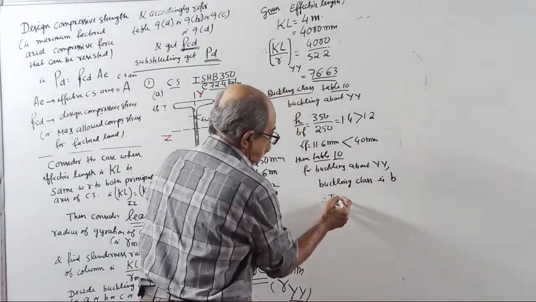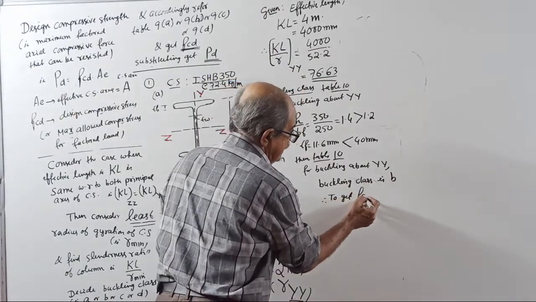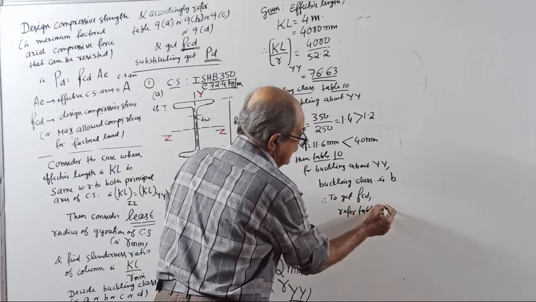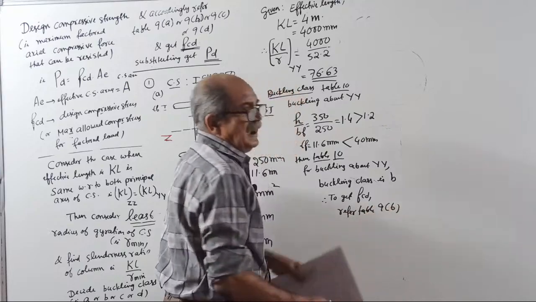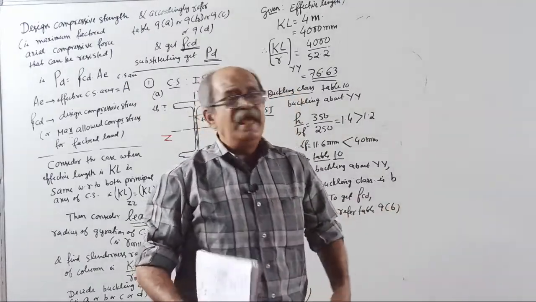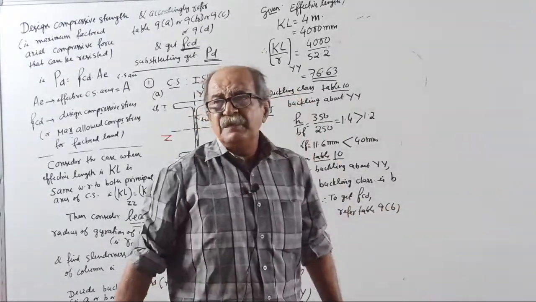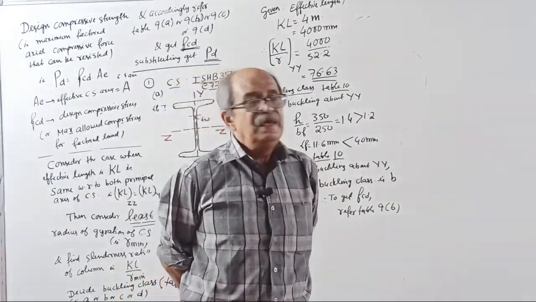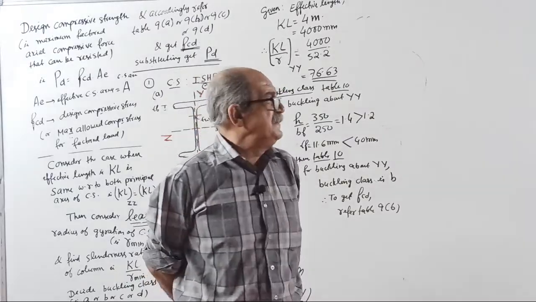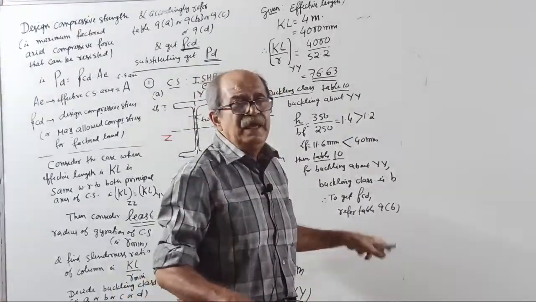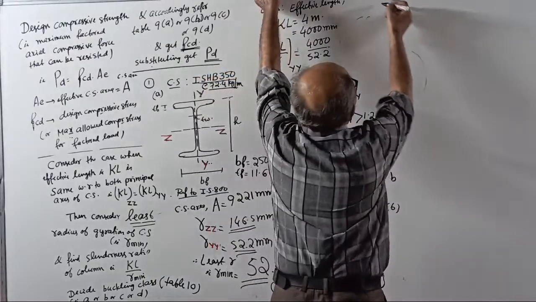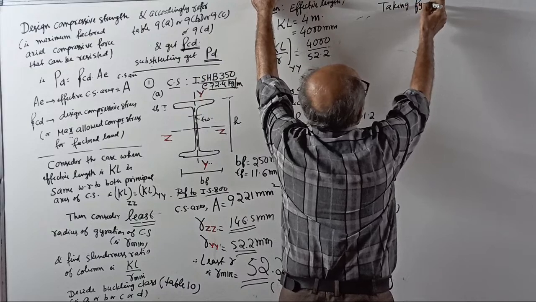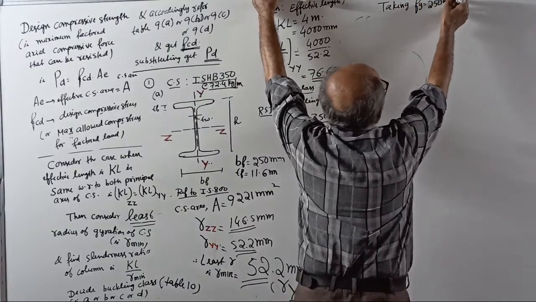Therefore, to get FCD, refer to which table number? 9B. If buckling class is A, refer table 9A. If buckling class is B, refer table 9B. For buckling class C, refer table 9C. If buckling class is D, refer table 9D. Our buckling class is B, table 9B. Taking standard Fy, we will take Fy equal to 250 MPa.